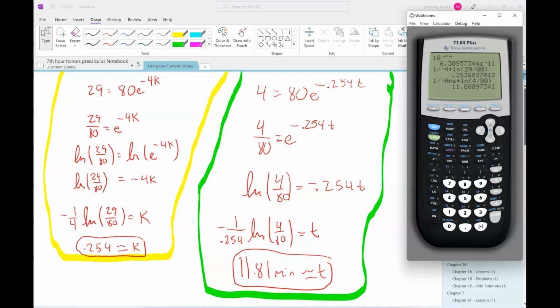If I wanted that in minutes and seconds, what would I have to do? Yeah, I'm going to subtract off the 11 and then multiply by 60. So I get 11 minutes and about 49 seconds.